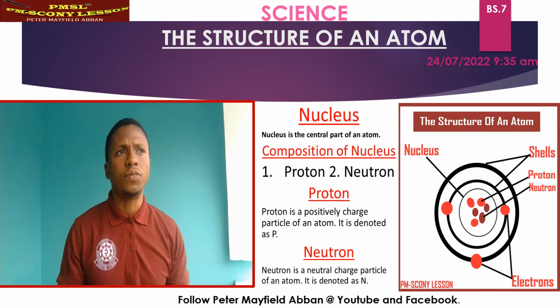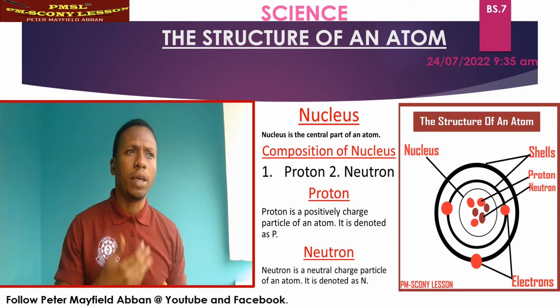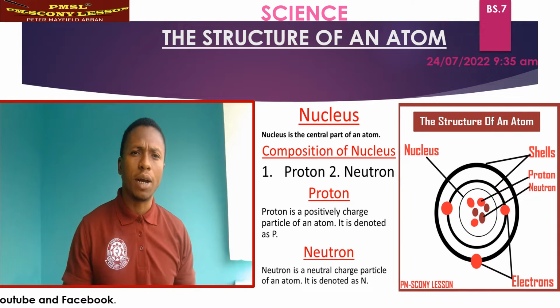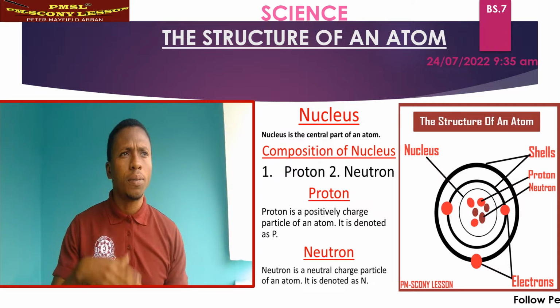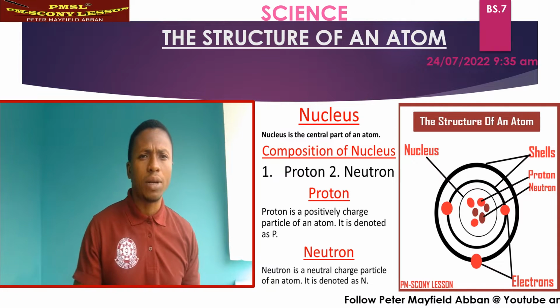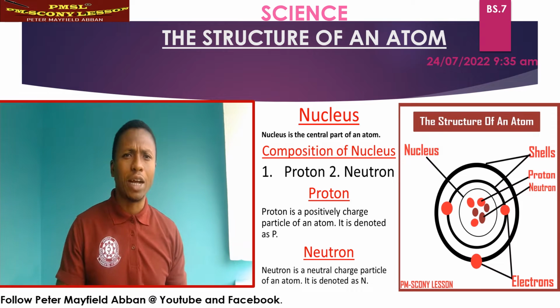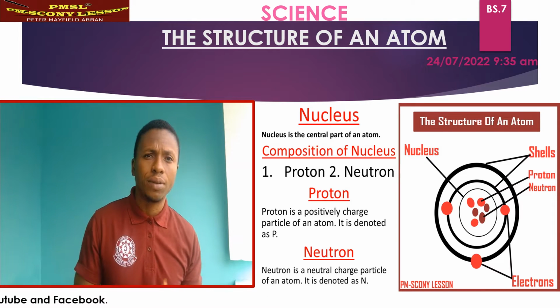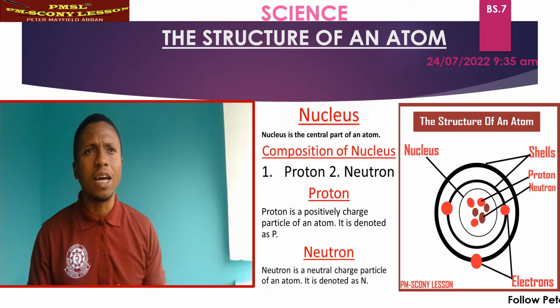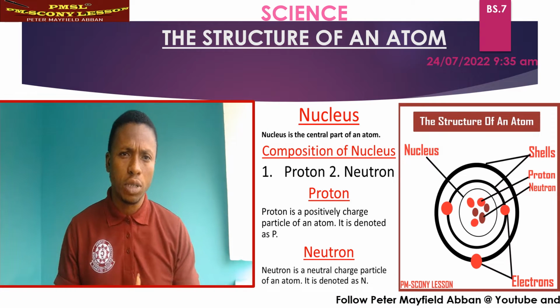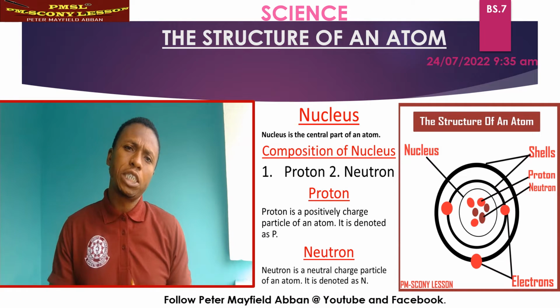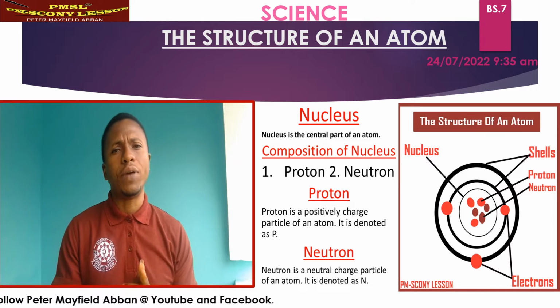Examples of atoms we have: hydrogen atom, helium atom, lithium atom, beryllium atom, boron atom, carbon atom, nitrogen atom, oxygen atom, fluorine atom, and neon atom. There are many. All of these that I've mentioned are examples of an atom. From the definition of an atom, we made mention of an element.